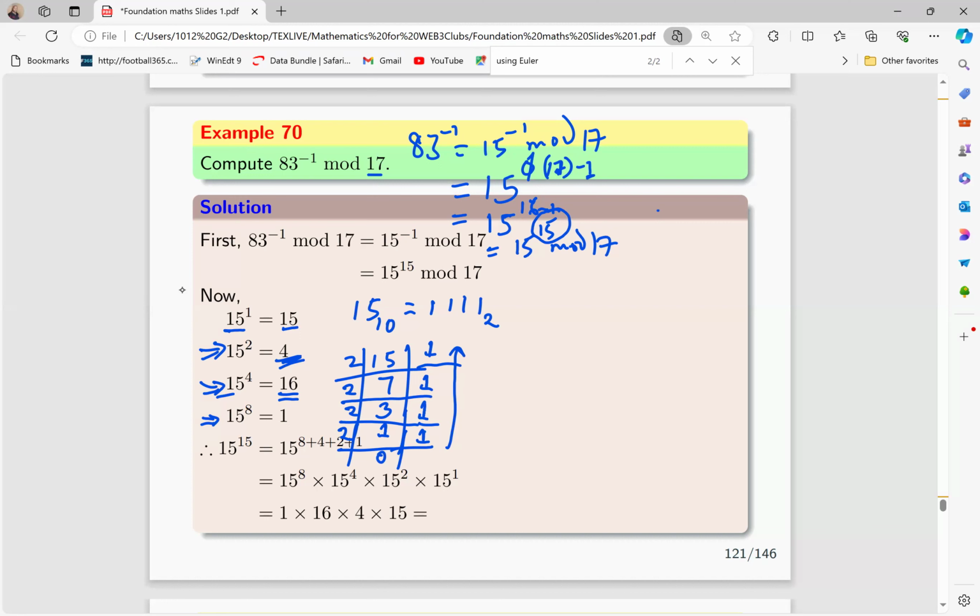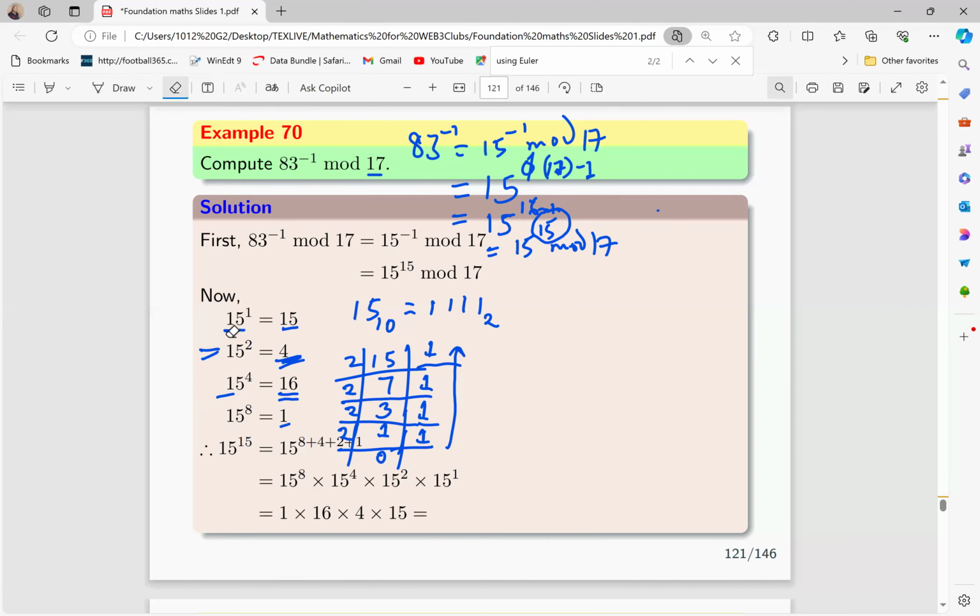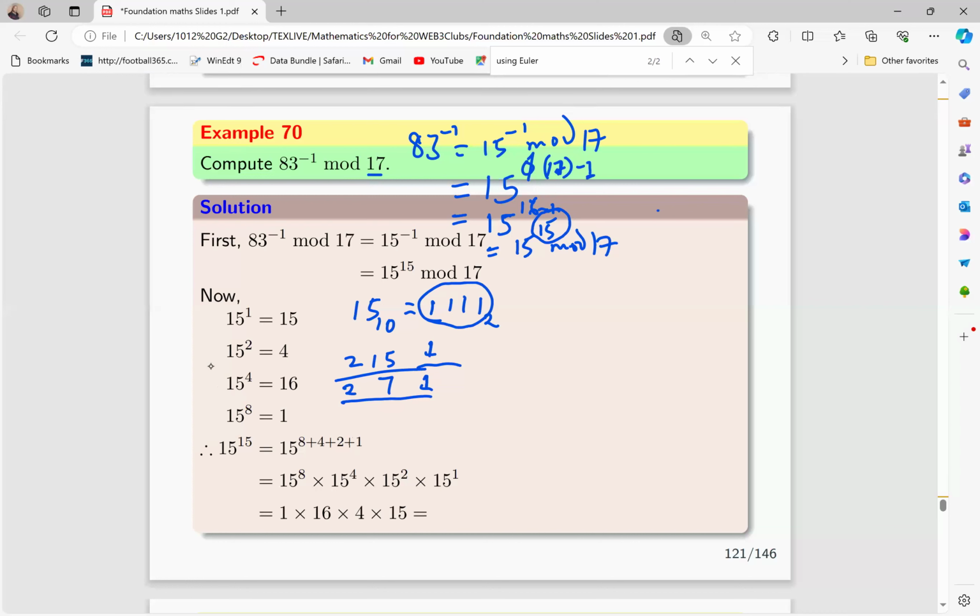So what about 16 squared? 16 times 16 is 256. Divided by 17, it goes there 15 times. The remainder is 1. We were to do 4 times, and we've done the 4 times. Now we must get 15 raised to 15. Go back to our binary number. It's telling us we combine all of them because all of them have ones. So 15 raised to 15 is just 15 raised to 8 plus 4 plus 2 plus 1, which is 1 times 16 times 4 times 15.